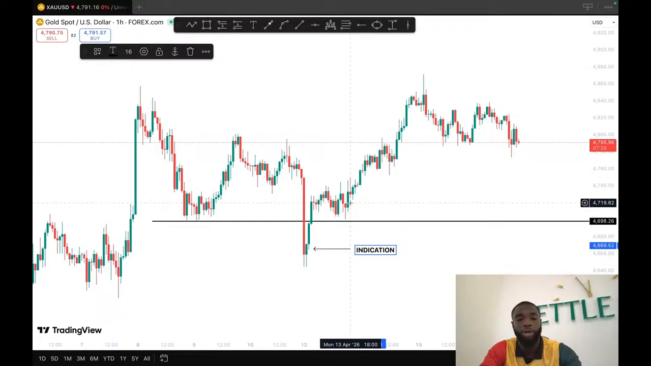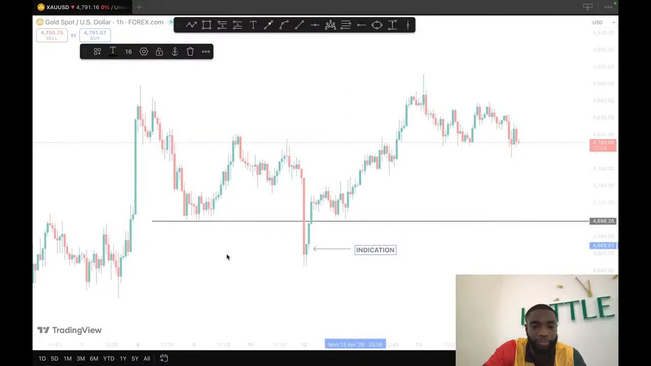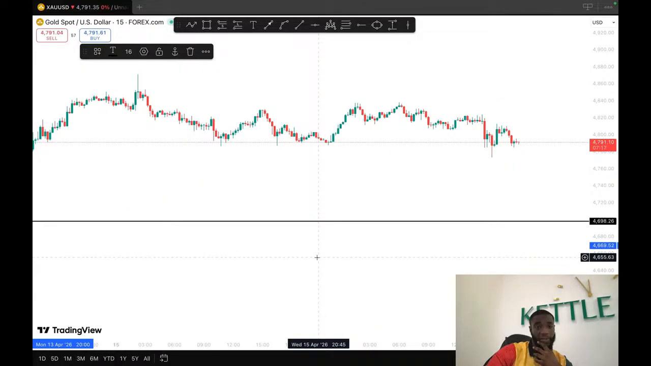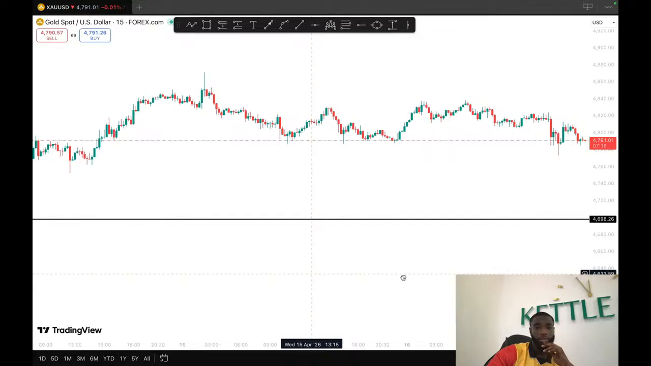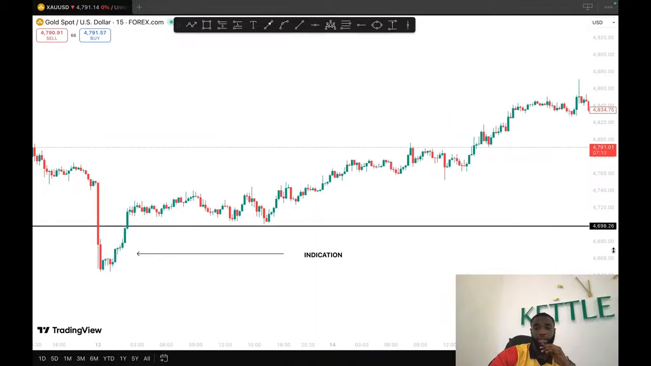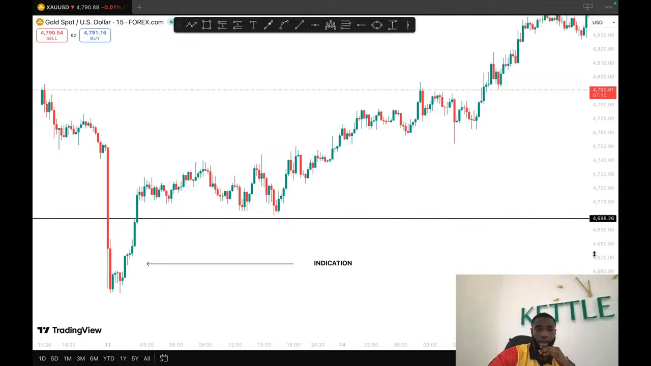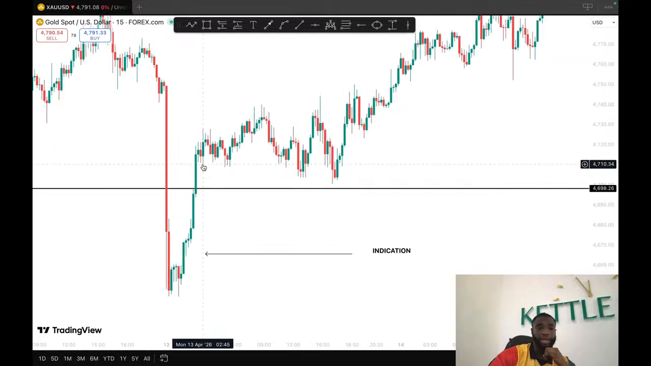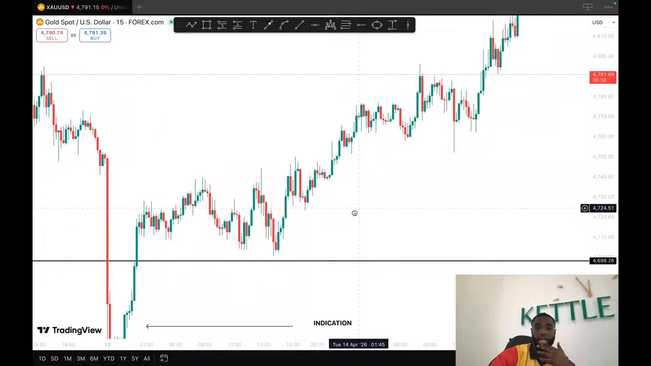So if I'm to go on the lower time frame, the 15-minute, my internet's kind of slow right now. So supposedly, I'm supposed to go on the 15-minute time frame. You can see how price is making that correction. It's making a high, a low, a higher high, a lower low, then price makes a higher high, then price is just going up, up, up.